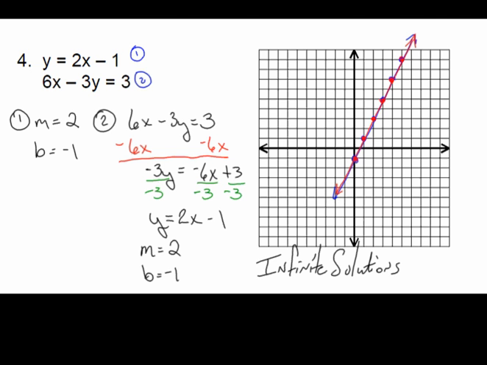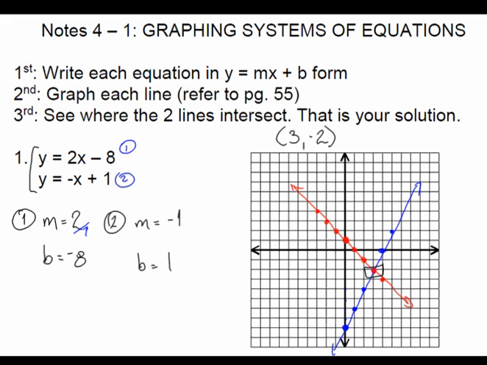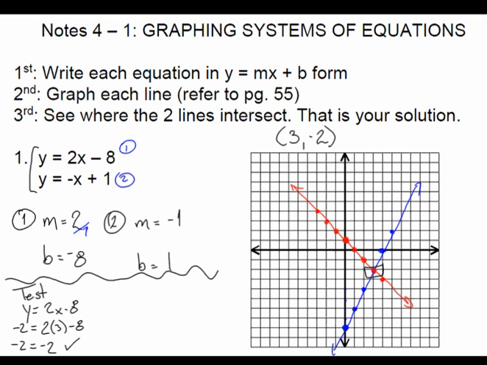Looking back at system number 1, we found that 3, negative 2 was our solution. We can test that by going back to our first equation, y equals 2x minus 8, substituting in my points. So I have negative 2 is equal to 2 times 3 minus 8. So this gives me negative 2 is equal to negative 2. That one would be correct.